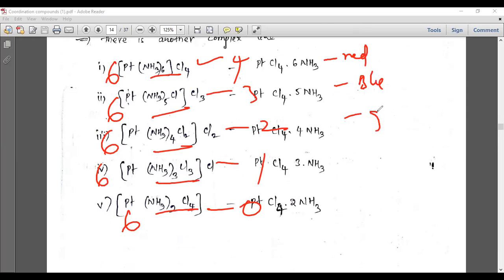this may be blue, this may be green, yellow, orange, whatever the different colors may be. So what actually is the difference between these? The primary valency is the major difference here. The primary valency and the secondary valency, those two valencies are very important. They were given by Werner. He is the first scientist to explain the bonding nature between the metal and ligand.